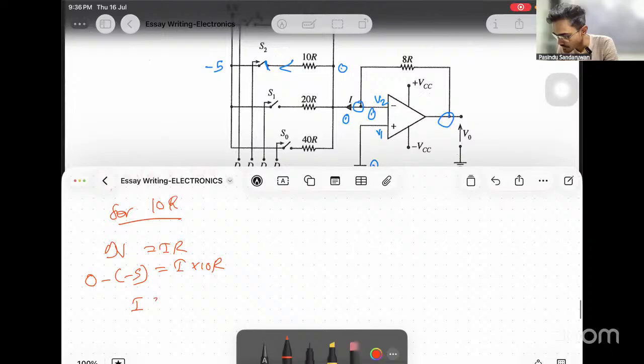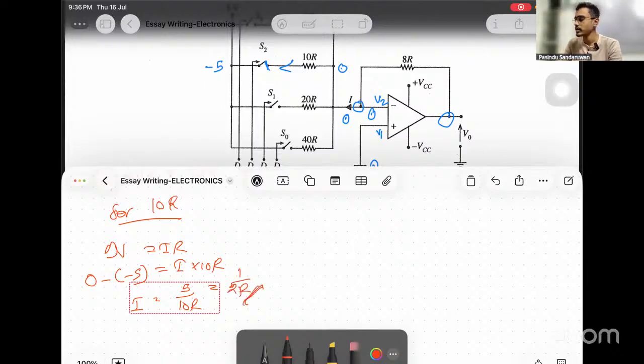Let's say the current is I and R is 10R. Then I equals 5 over 10R, which is 1 over 2R. So the current is 1 over 2R.